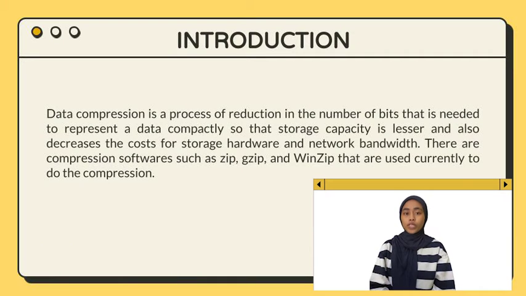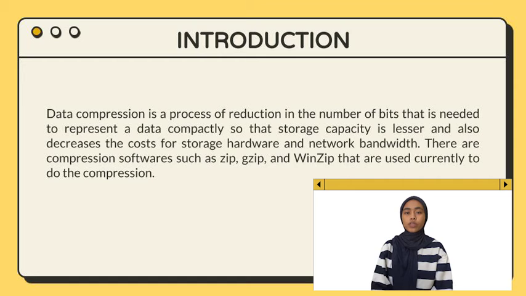So a little bit about data compression. Data compression is a process of reduction in the number of bits that is needed to represent data compactly, so that the capacity of the storage is lesser and of course to decrease the cost for storage hardware and network bandwidth. Examples of compression software that I believe everyone has ever used are Zip, gzip, WinZip, and even there are online websites that offer to compress files and folders, ready for compression purposes.